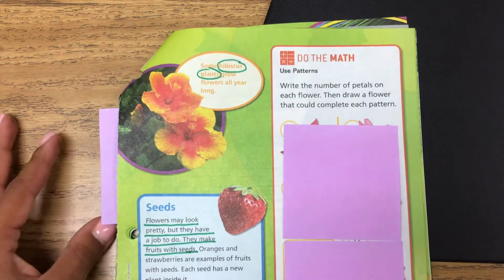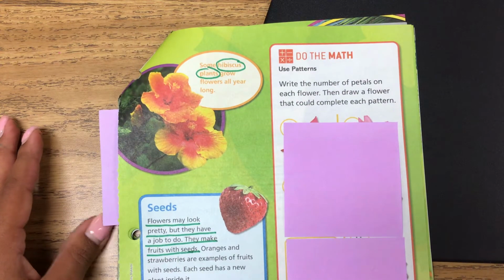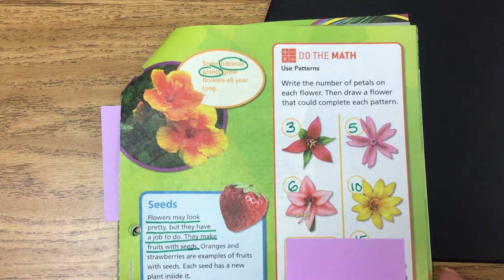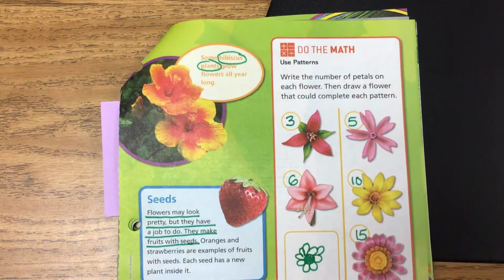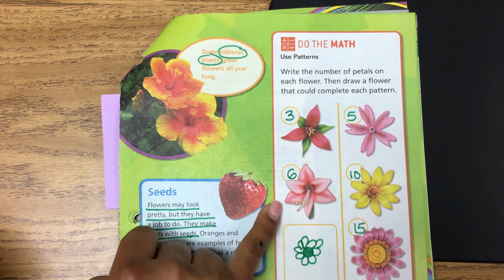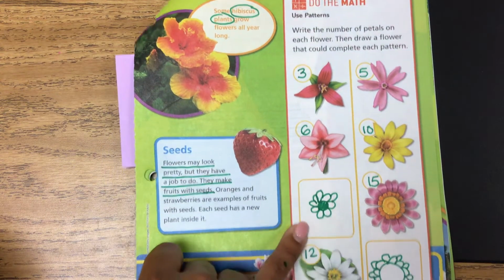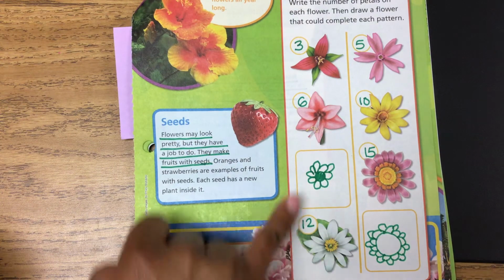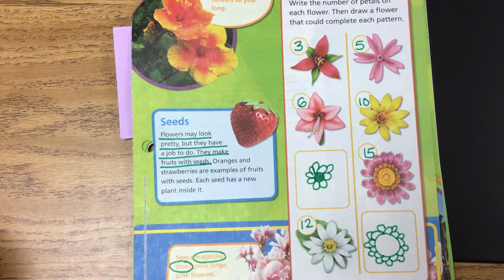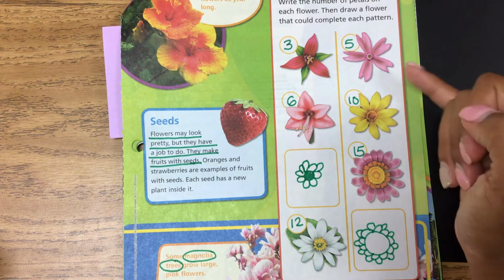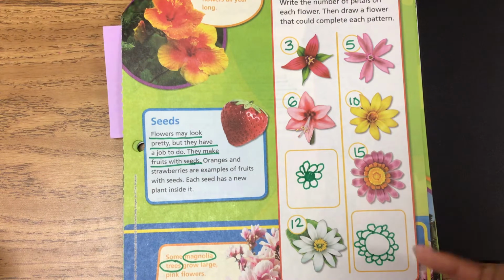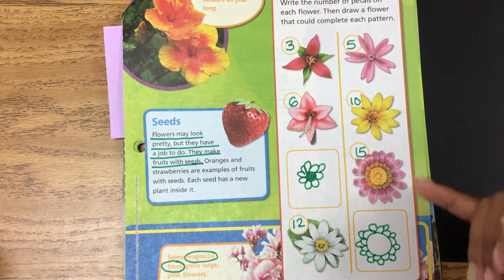Next it says, write the number of petals on each flower, then draw a flower that could complete each pattern. You can see here that I counted each of the flower's petals. We have 3 on this first flower, 6. This one was left blank, but I did notice that this one was 12. So we can skip count 3, 6, 9, 12. So make sure that your flower has 9 petals. On the right side, this one had 5 petals, 10 petals, and 15 petals, leaving this one at 20. 5, 10, 15, and 20.